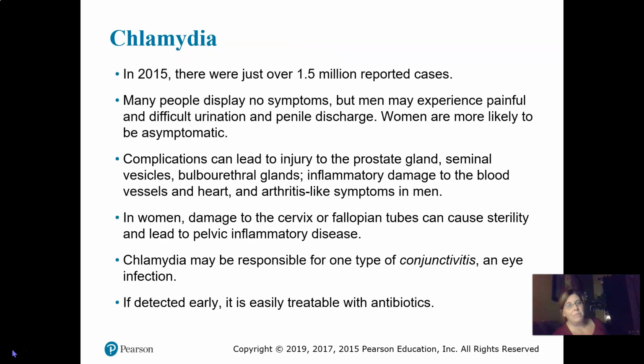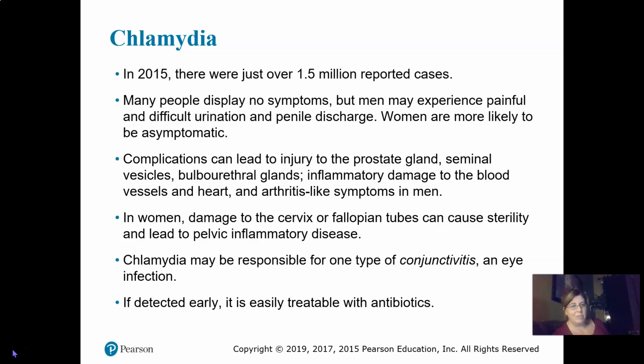So chlamydia, in 2015, there were just over 1.5 million reported cases. Many people display no symptoms at all, but men may experience painful and difficult urination and a pus-like discharge from their penis. Women are more likely to be asymptomatic, not showing symptoms, but may show a yellowish discharge or spotting between periods, or occasional spotting after intercourse.